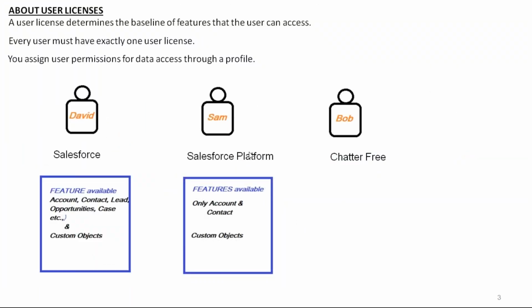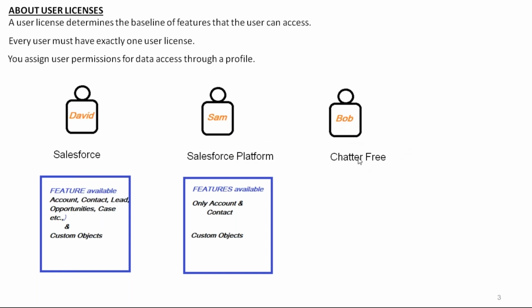Then that user can only access account and contact object. The user cannot access a lead object. User cannot access opportunity object. Got me? So likewise, that license decides what are the features available.